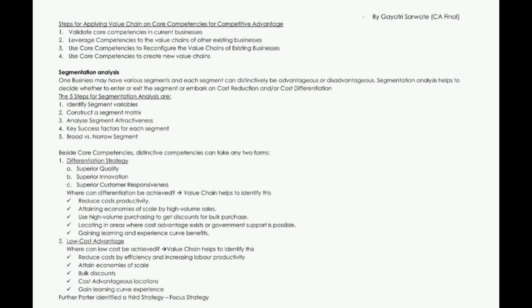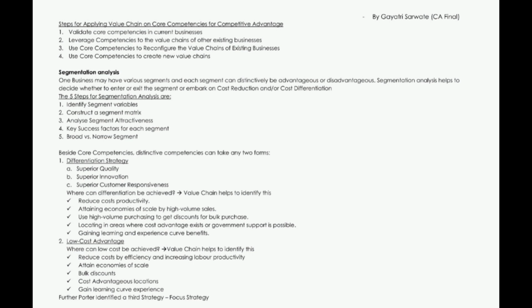And with this, we can conclude that the focus on the value chain of the business is very important because it is going to help the firm to identify the areas where it can have an advantage and where it can have a low cost advantage as well through differentiation of its products or services.